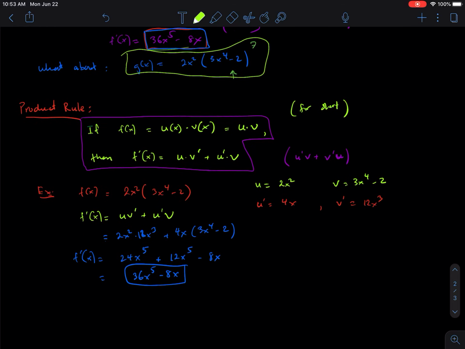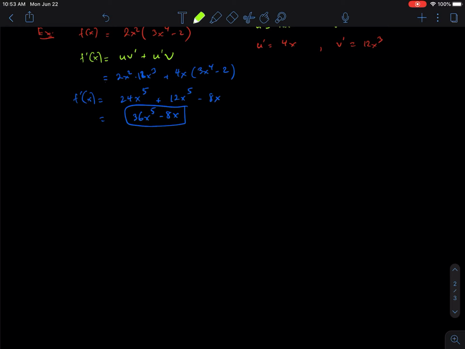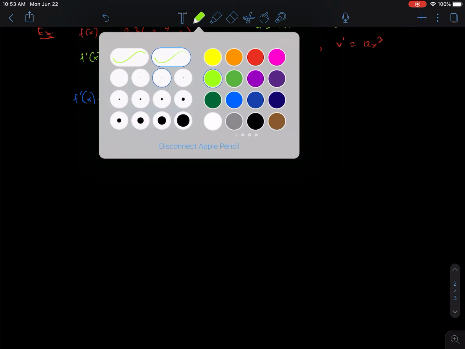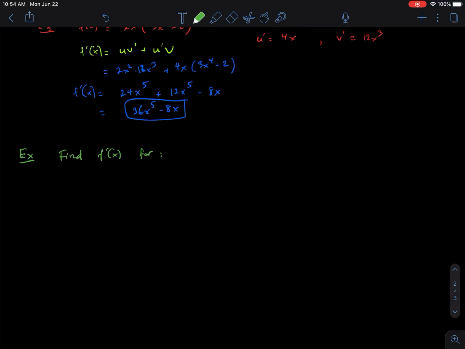Okay, let's do another example. Let's do an example with e to the x and natural log of x, using the product rule. Example: find f prime of x for the following.